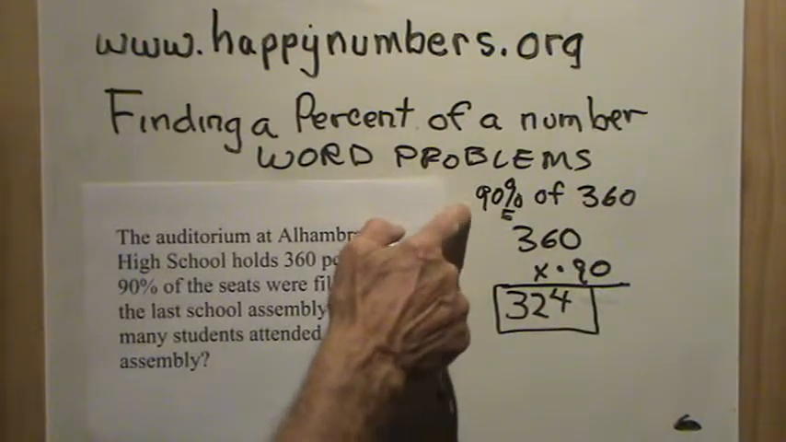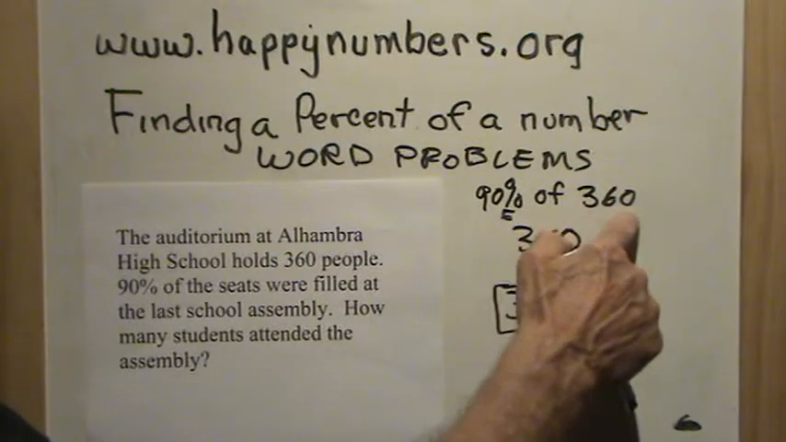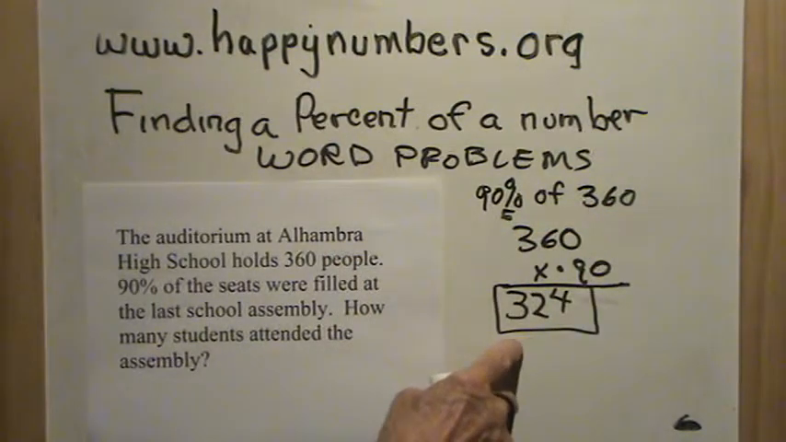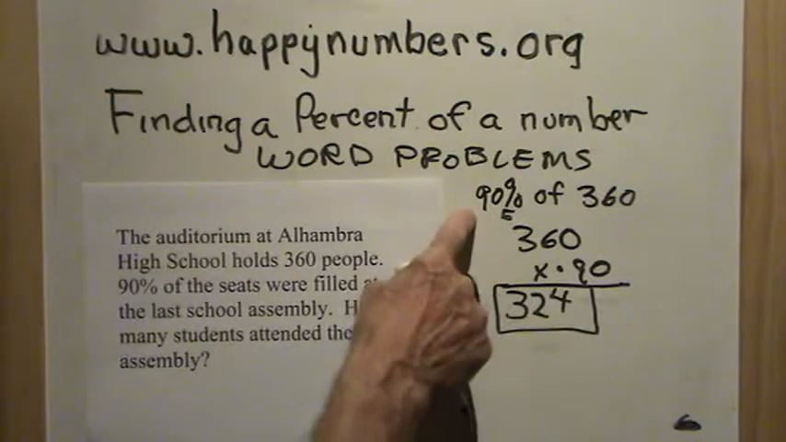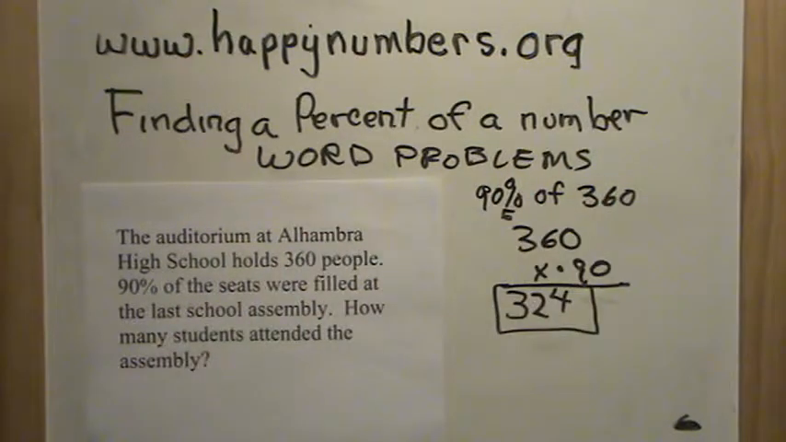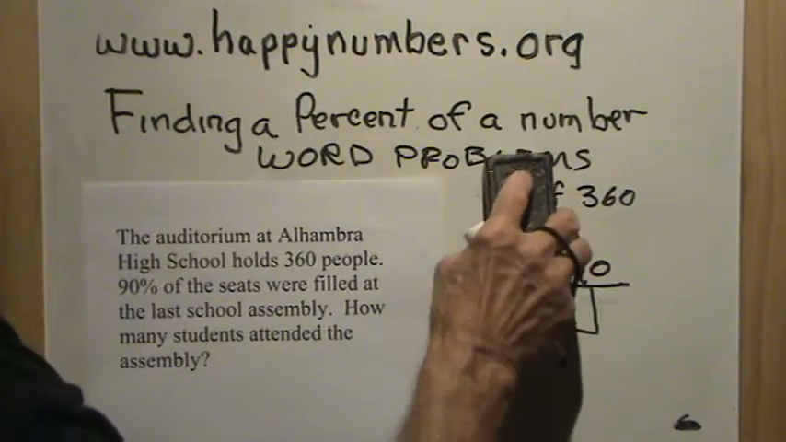So if 90% of the 360 seats were filled, that means that 324 students attended. 324 is 90% of 360. Cool. All right.